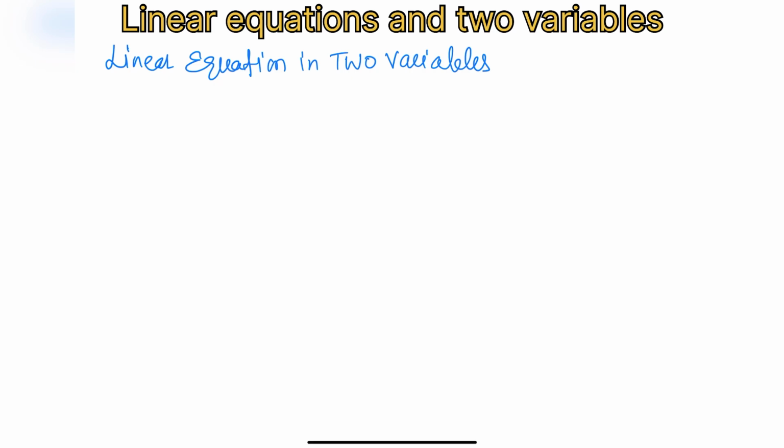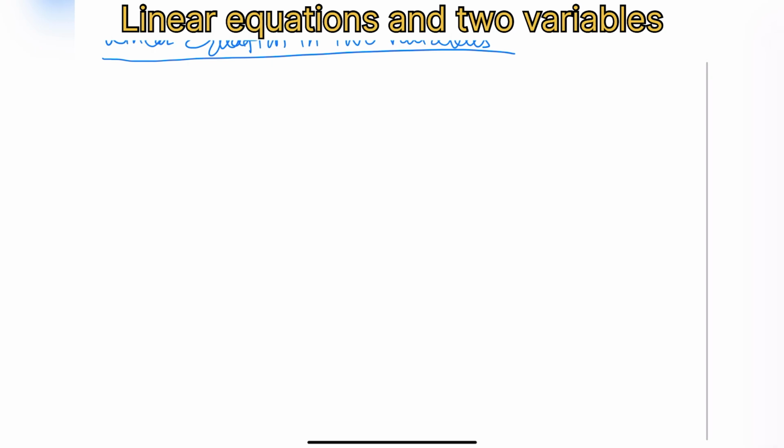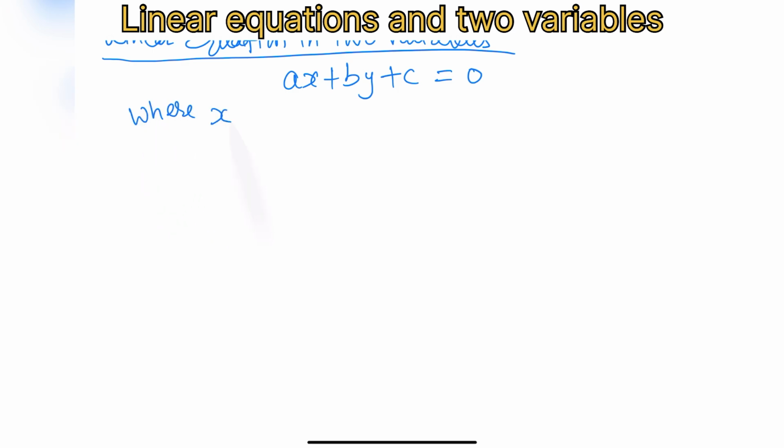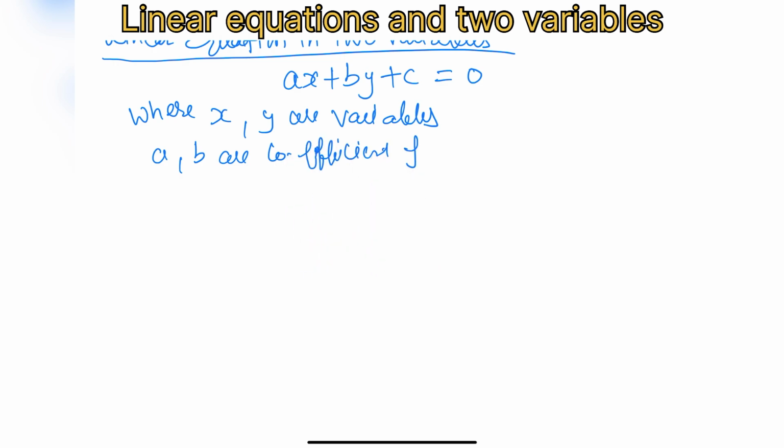Hello students, today's topic is linear equation in two variables. It means the equation which has a degree 1 and 2 variables. That means it is of the form ax plus by plus c is equal to 0, where x and y are variables, a and b are coefficients of x and y, and c is the constant term.